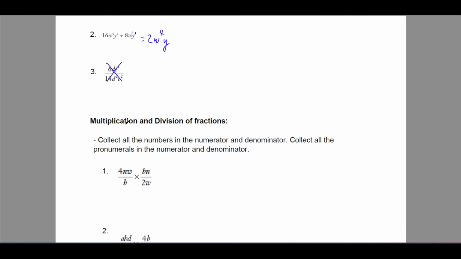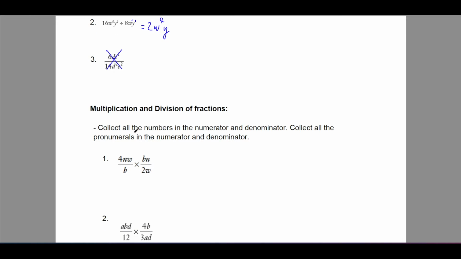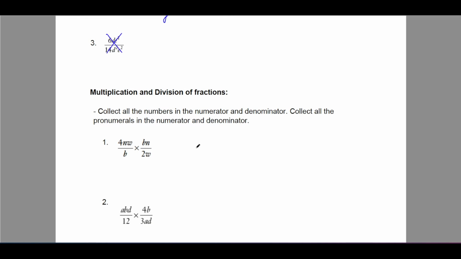Alright, so multiplication and division of fractions. To do this, you have to collect all numbers in the numerator and denominator, and collect all the pronumerals in the numerator and denominator. There's a few ways you can do these questions. My favorite way is actually just to simplify first and then multiply, rather than multiplying both sides first and then simplifying. So I'll explain to you what that means.